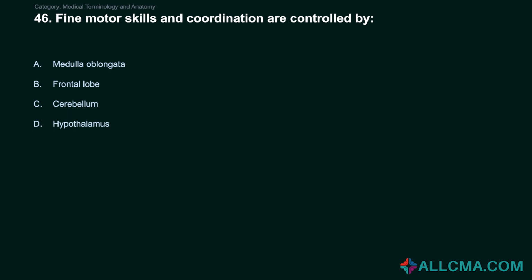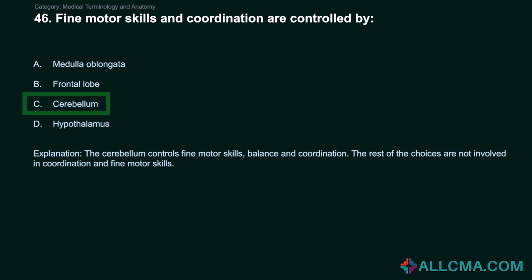46. Fine motor skills and coordination are controlled by: A. Medulla oblongata. B. Frontal lobe. C. Cerebellum. D. Hypothalamus. Correct answer: C. Cerebellum. The cerebellum controls fine motor skills, balance, and coordination. The rest of the choices are not involved in coordination and fine motor skills.